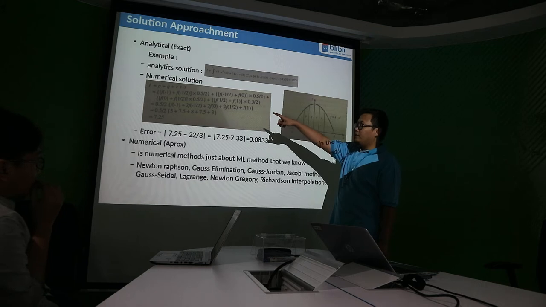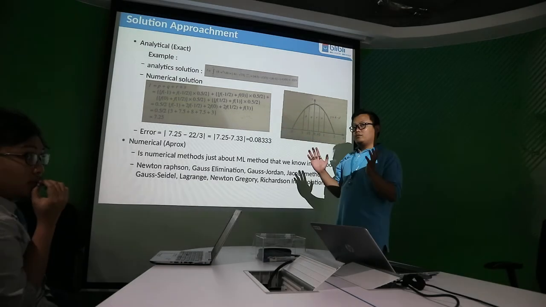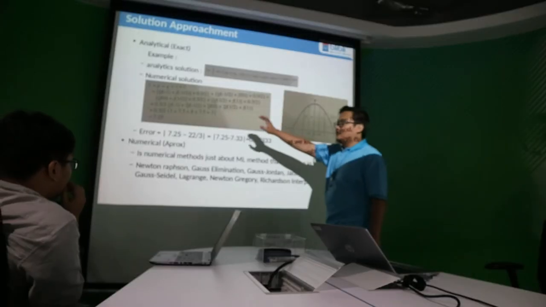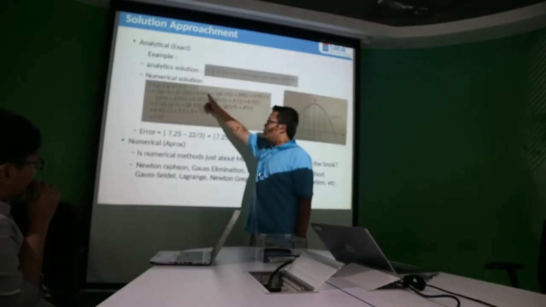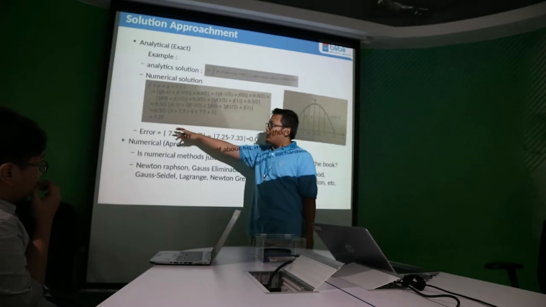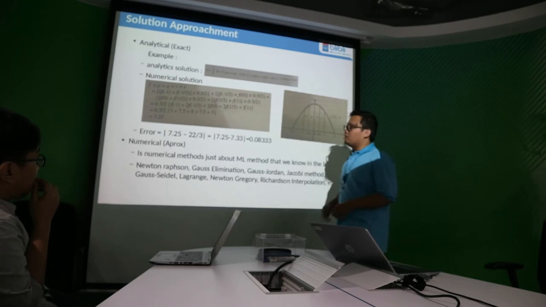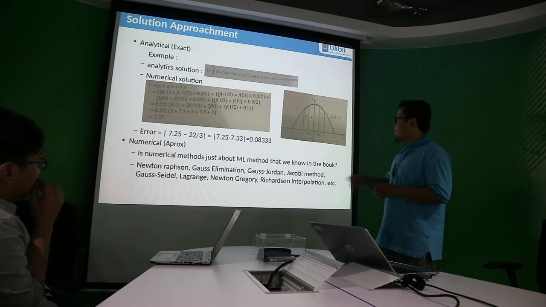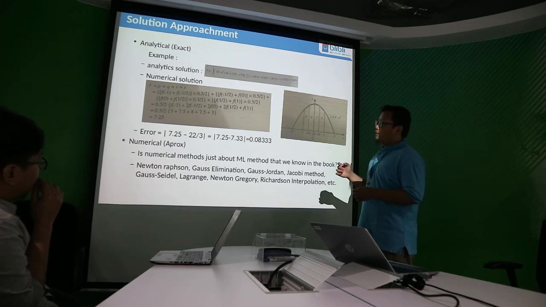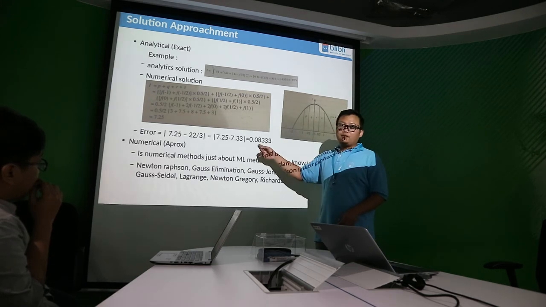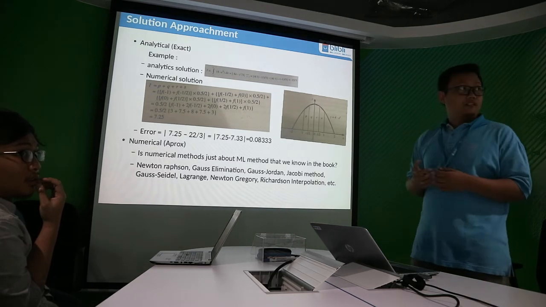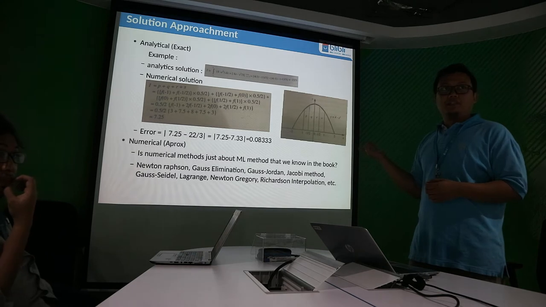Yeah, just like that one. The size of the trapezoid is something like this. This is the width of each trapezoid. Then we get approximately the total area, which is 7.25. Then we can calculate the error, and this is the error. It's just like we get a solution, but the result is an approximation, not the exact one.